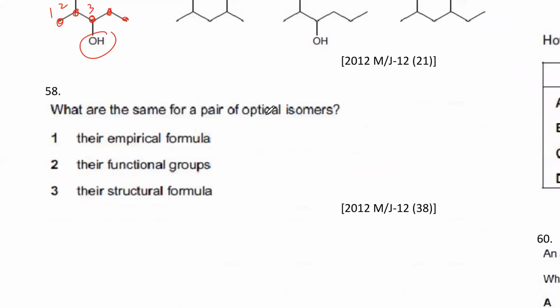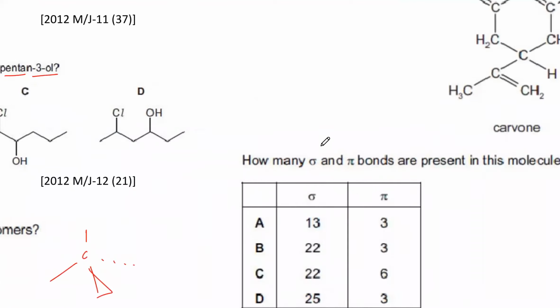So what is the same for a pair of optical isomers? Everything is identical: the structural formula, the functional groups, the empirical formula. They're just mirrored versions, right? Even the physical and chemical properties are kind of similar. They're not similar for bigger structures, biological molecules, but for smaller molecules, even that would be similar.